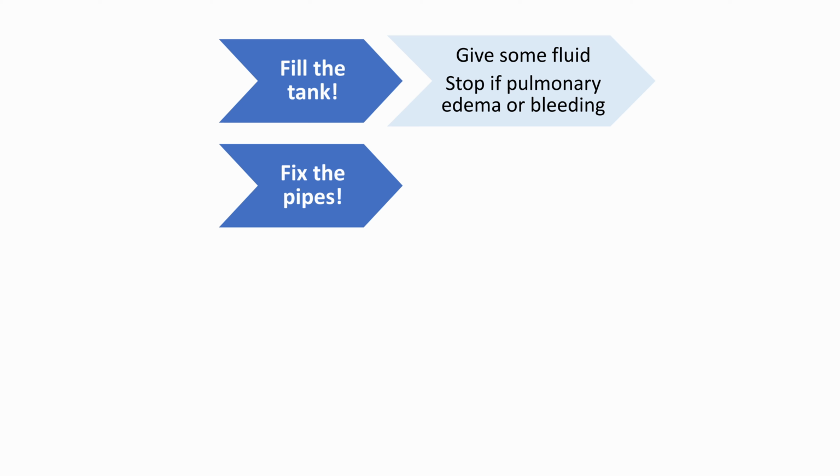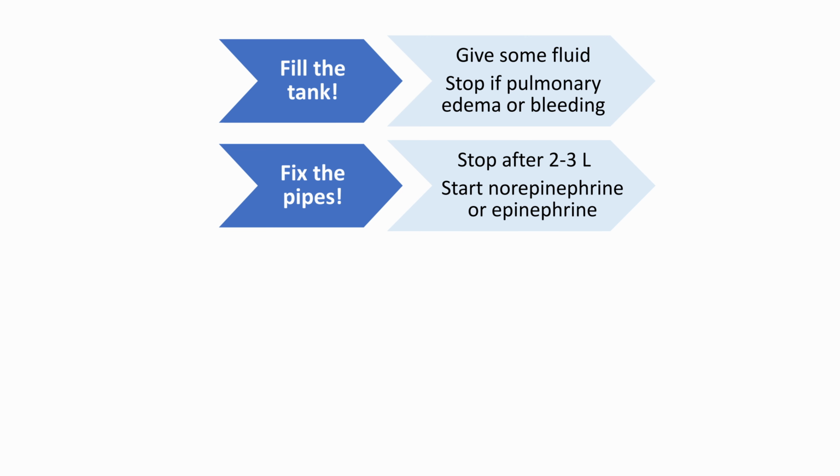Next, fix the pipes. Most forms of shock will get better before you hit that 2 liter mark. So if you've hit 2 liters of fluid and the blood pressure is still running low, it's time to switch to vasopressors. Norepinephrine is almost always a safe bet, and if you discover along the way that the patient has an allergy, you can switch over to epinephrine.